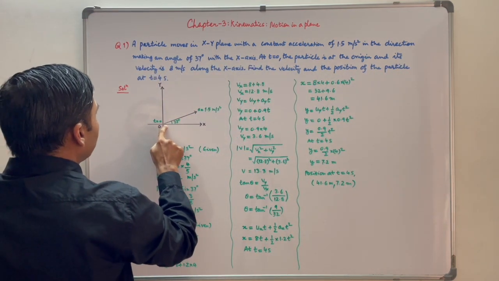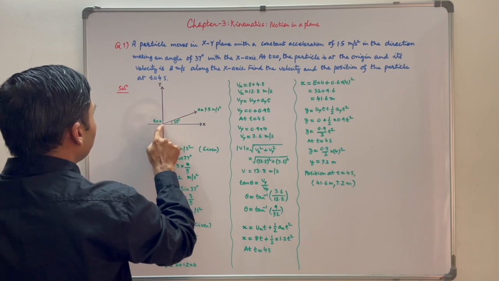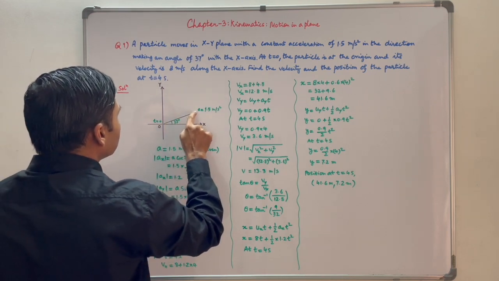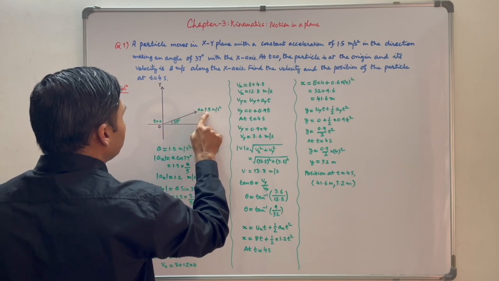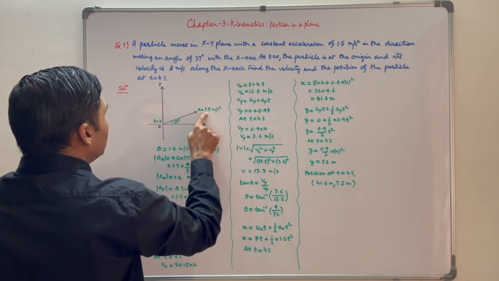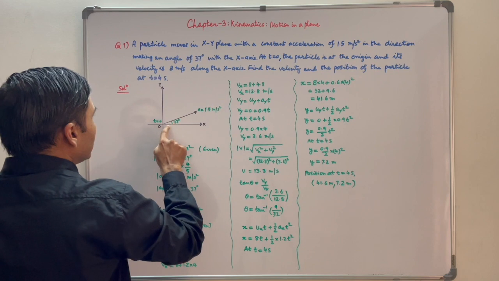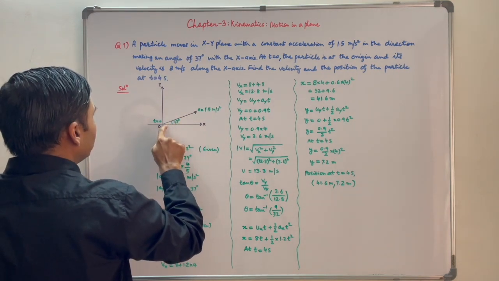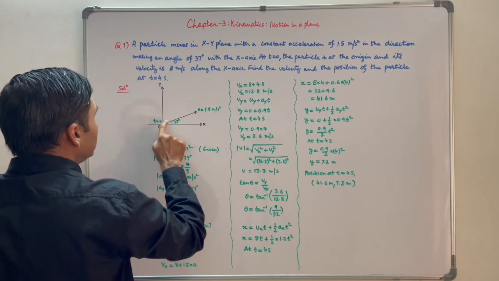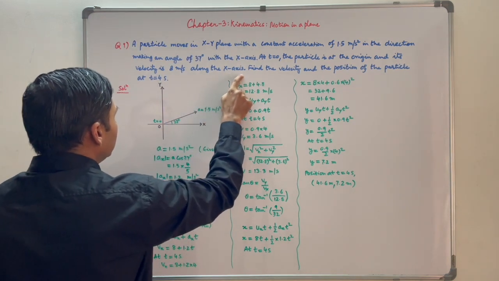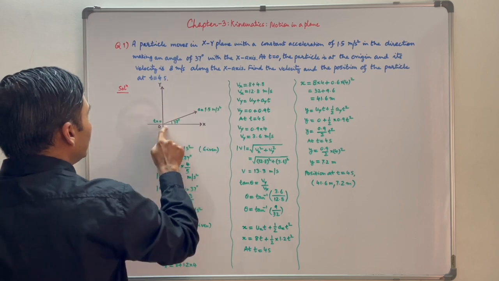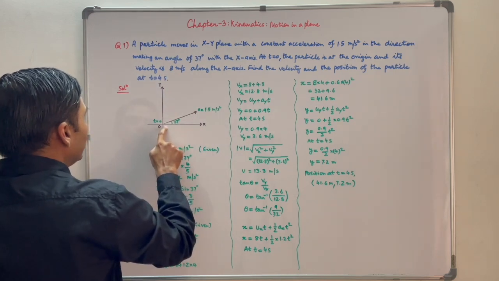It is given that at t is equal to 0, the particle was at the origin. Its acceleration is constant, which is 1.5 meter per second square. The acceleration vector makes an angle of 37 degree with the positive x-axis. It is also given that the initial velocity is along the x-axis. That means ux is equal to 8 meter per second and uy is equal to 0.